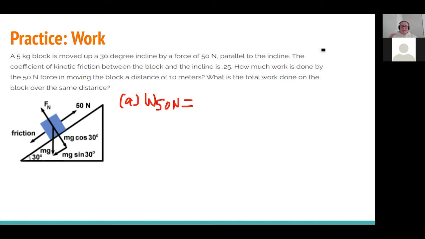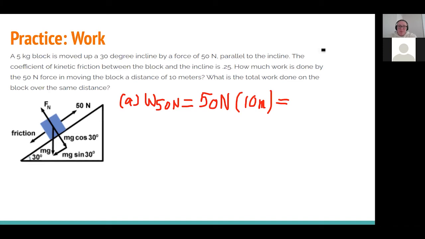So we can say the 50 Newton force, as is said in the problem, is directly parallel to the ramp. And we also know that the block is moving up the ramp, so the distance is parallel to the ramp too. So I can say that my full 50 Newton force, without components, is equal to the parallel force, and my distance, which is given, is 10 meters. And my 50 Newton force is moving up the ramp.